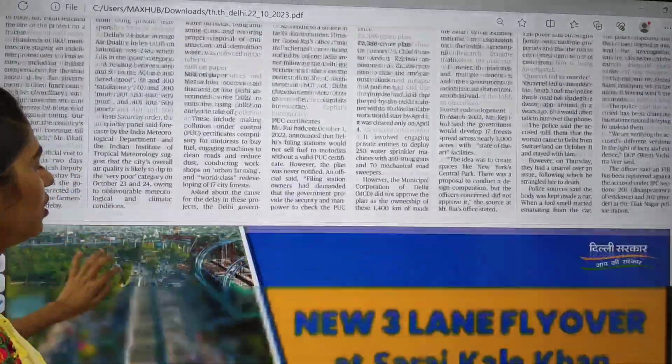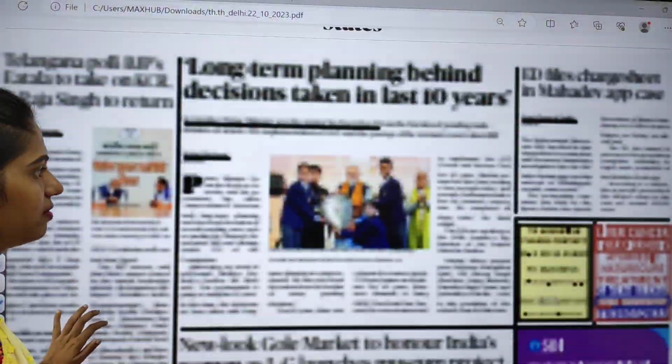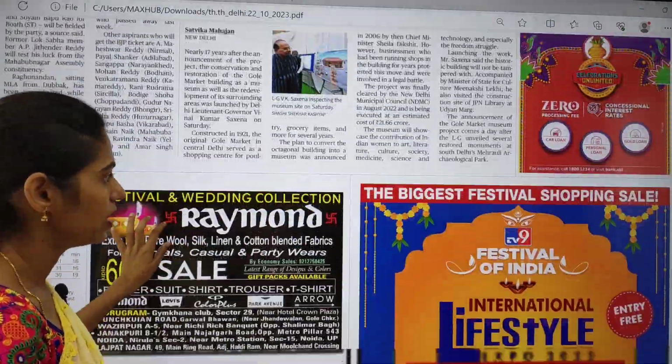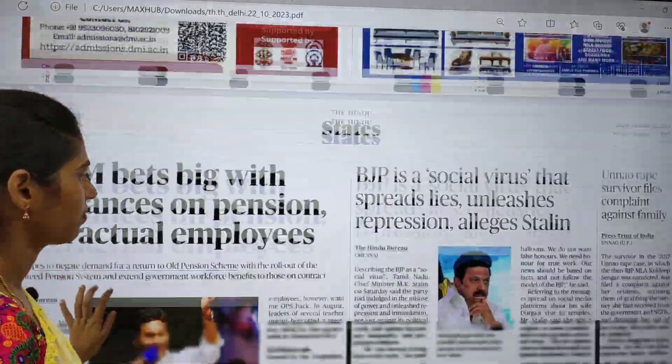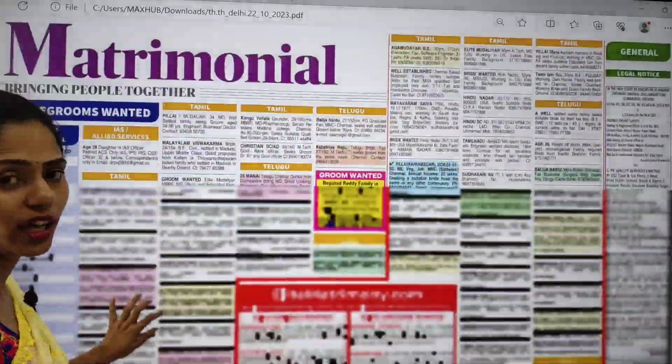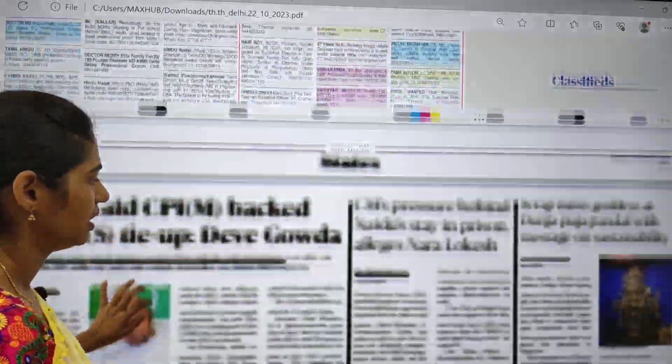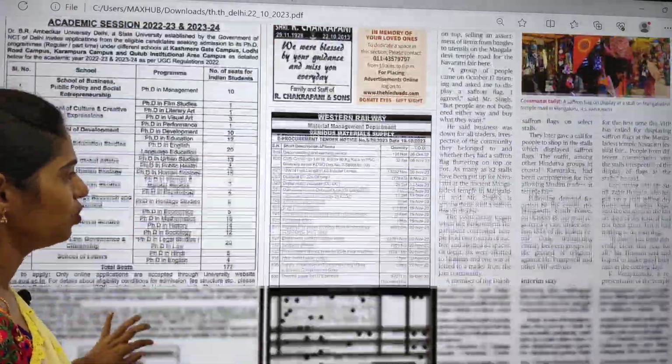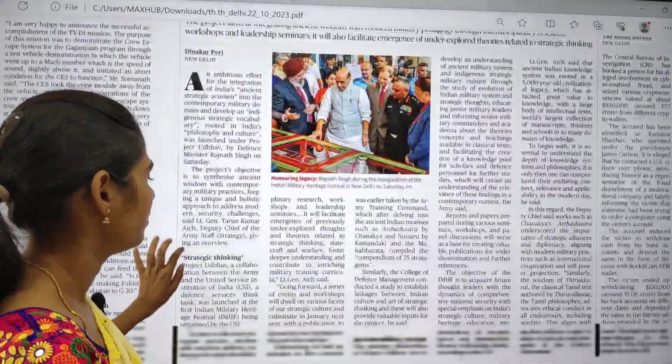If you move on, there is nothing much important in the news states page. Most of the articles are political articles, so they are not helpful at all, and you can move directly to the news page itself.